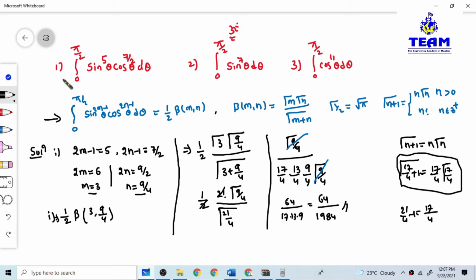Third problem is a work for you. Second problem I am going to solve. Okay, here you observe. Second problem is in the form of integral 0 to pi by 2 sin to the power of 2m minus 1 theta cos to the power of 2n minus 1 theta d theta. But here, is there any cos term? No, you don't have a cos term. So can you write a cos power 0 form? Yes, you can write. So by using this formula, can we solve or not? Yes, we can solve. Please make notes. Now I am going to solve the second problem.